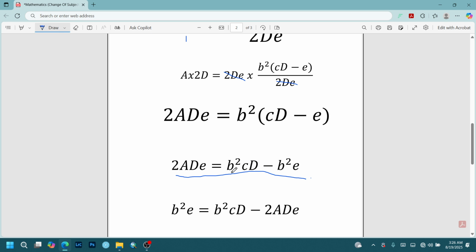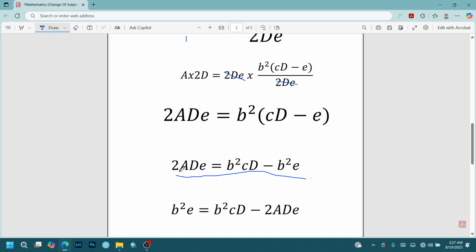And 2AD is a positive term, right? So the rule is that when a term crosses the equal to sign to the other side of the equation, it changes its form, right? So it metamorphoses into another formation, okay? If it's a positive number, when it crosses the equal to sign here, it is going to metamorphose into a negative number. Similarly, if it's a negative number, it will metamorphose into a positive number.